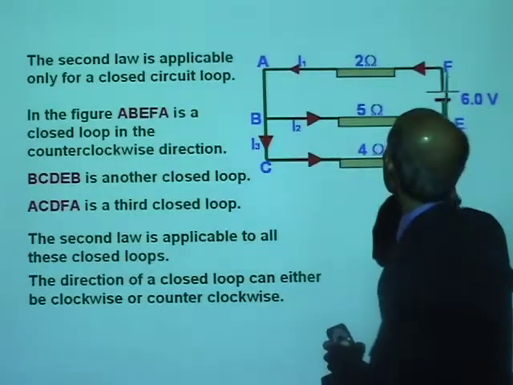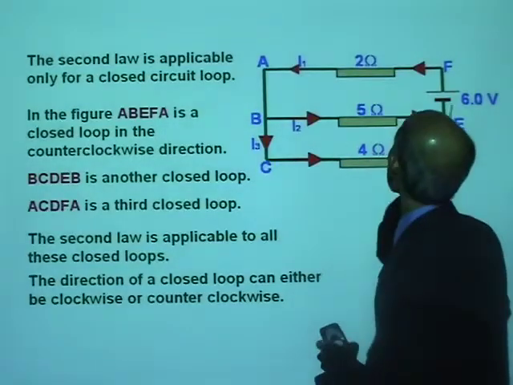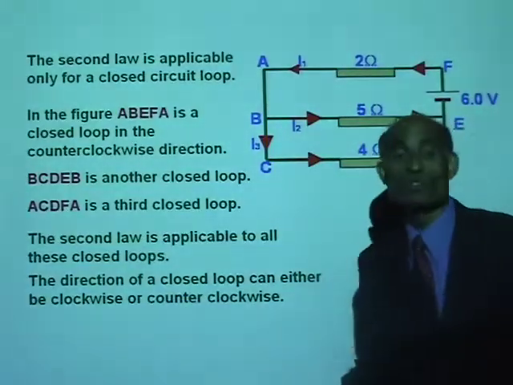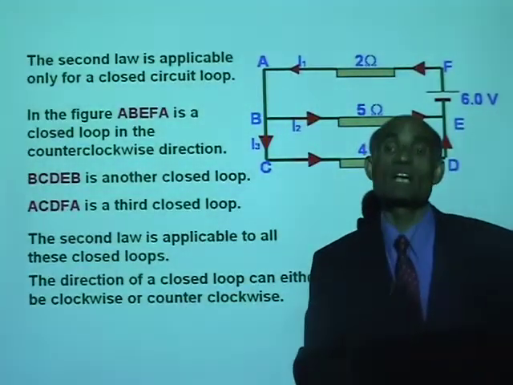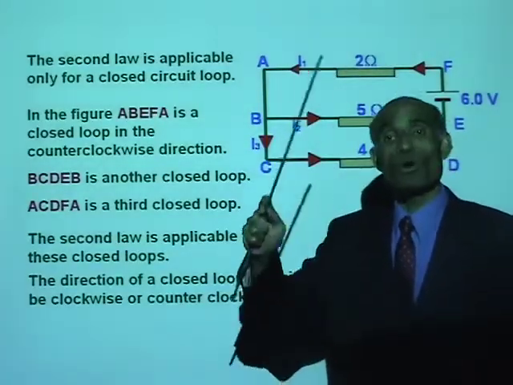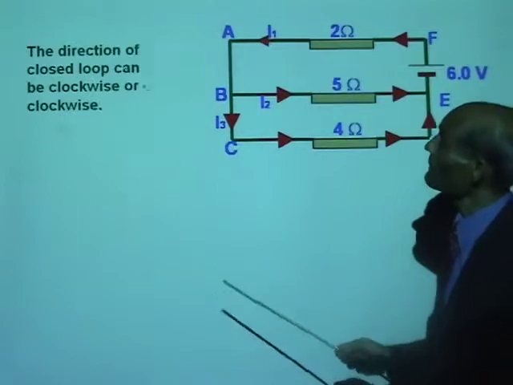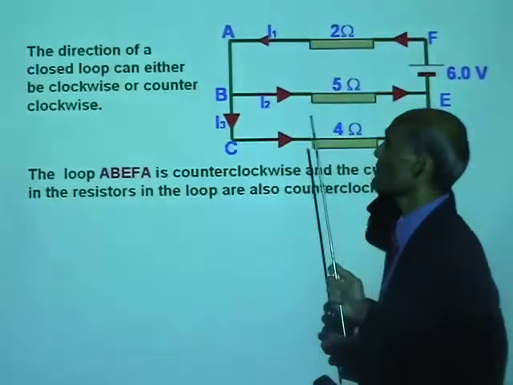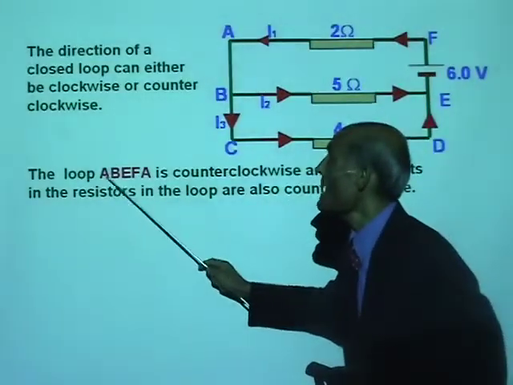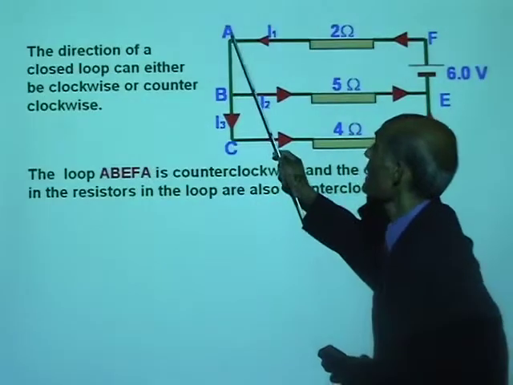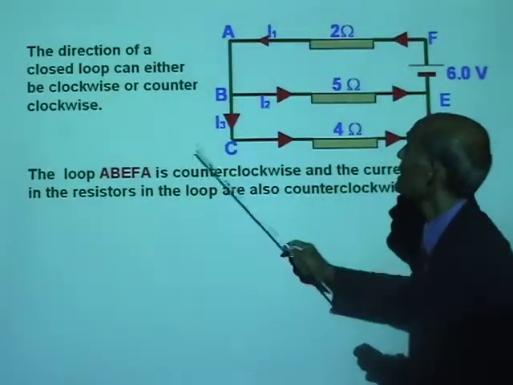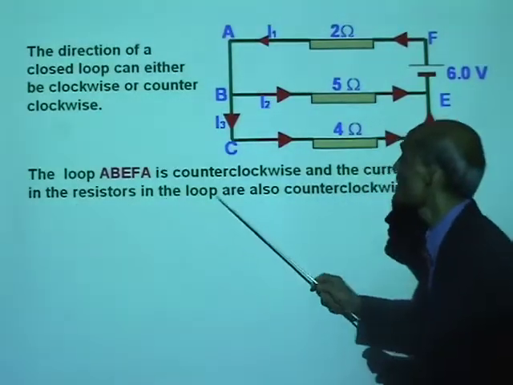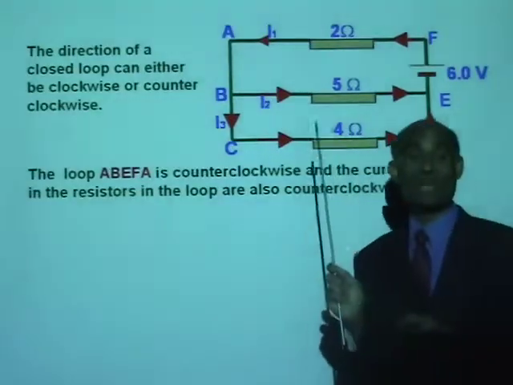Whereas A, F, E, B, A is clockwise. So the direction of a closed loop can be traced out either counterclockwise or clockwise. The loop A, B, E, F, A is counterclockwise, and the currents in the resistors in the loop are also in the same direction.